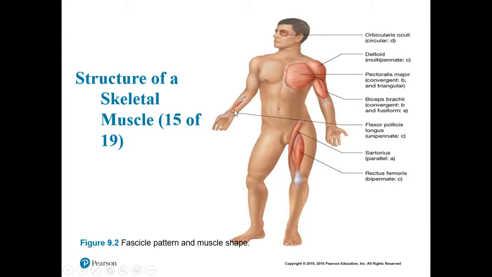So what does it do? Its contraction pulls in that direction, and in that process moves the digits, moving the fingers. So this flexor pollicis longus is the reason why you can actually move your thumb.